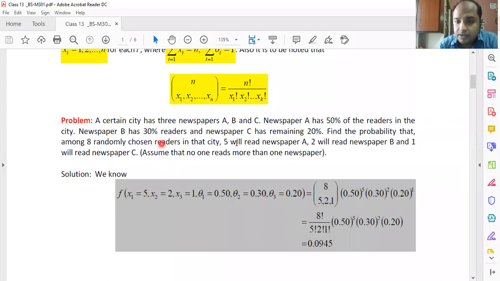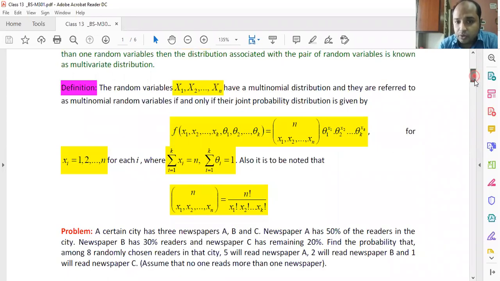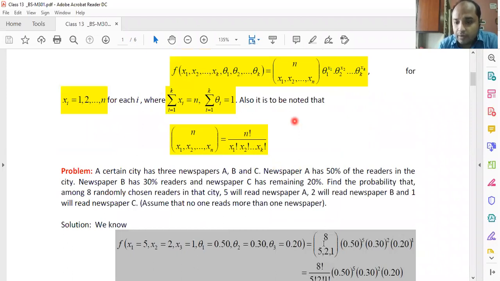Since 50% of the readers read newspaper A, X1 has probability 0.50, X2 has probability 0.30, and X3 has probability 0.20. So I have expressed each item with respect to the above notation. Just correlate these two. Now I am going to calculate the quantity n factorial by this. What is n here? N is 8. 8 readers have been chosen randomly, so the number of experiments is 8.